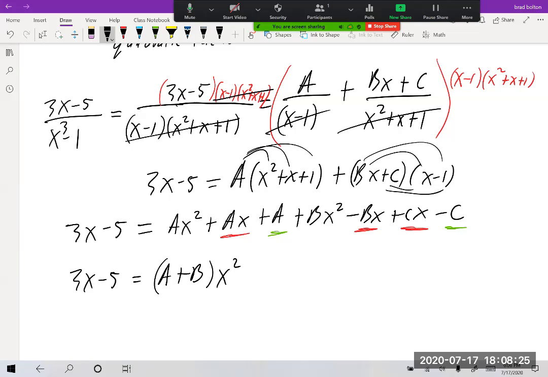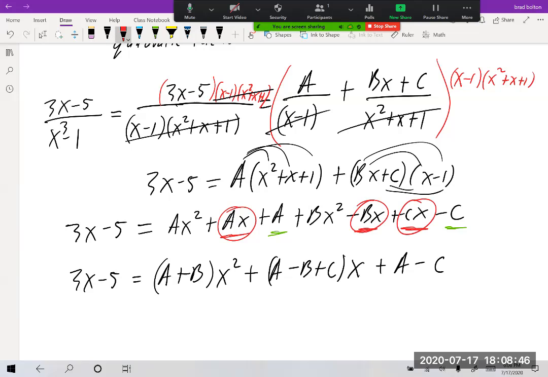Now I'm going to take a look at the x's, and I have an ax, I have a minus bx, and I have a plus cx. So this is going to be a minus b plus c times x, right? And then this is going to be plus a minus c. All I did was look at this, this, and this, and factor the x out and put it behind the parenthesis. And for this one, I just have an a and a c with no x's, so no factoring is necessary. So this is what I have.